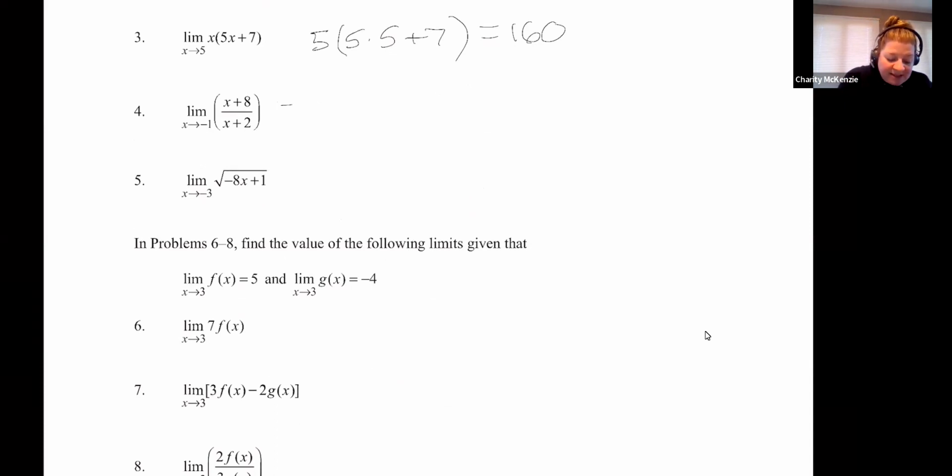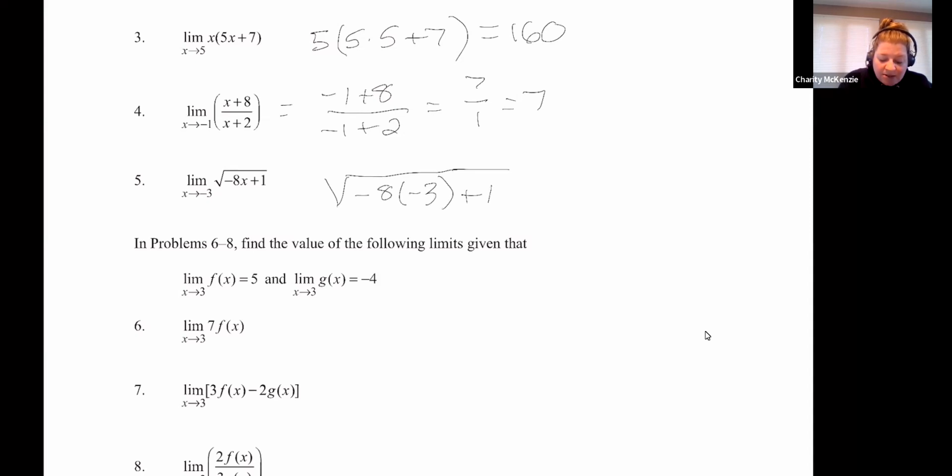So for this one, we would have -1 plus 8 on top and -1 plus 2 on the bottom. So that's going to give me 7 over 1 or just 7. Okay, same idea with this number 5. You have a square root, but you're just putting that value in. -8 times -3 plus 1. So a negative times a negative is a positive 24, plus 1 is 25 under the square root. Take the square root and you get plus or minus 5 or 5 for the positive.